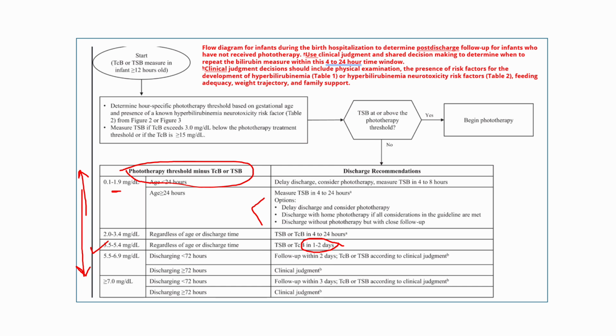Please look at the reference, which is the American Academy of Pediatrics August 2022 article, which is almost the gold standard which we follow in management of hyperbilirubinemia in newborn infants. Please take a look at the article, and I hope you guys have learned something together today.